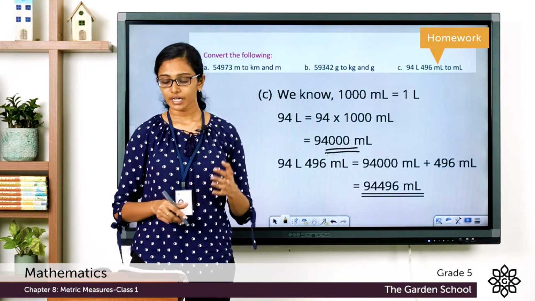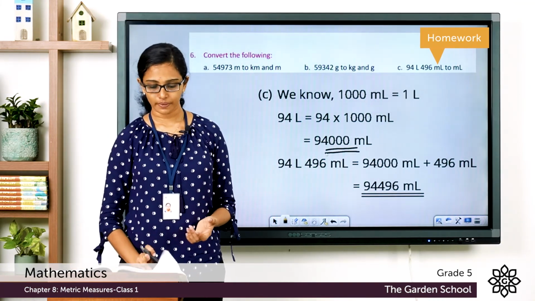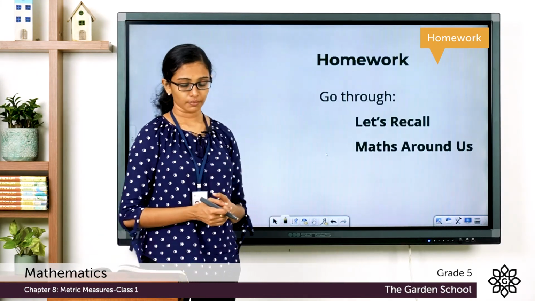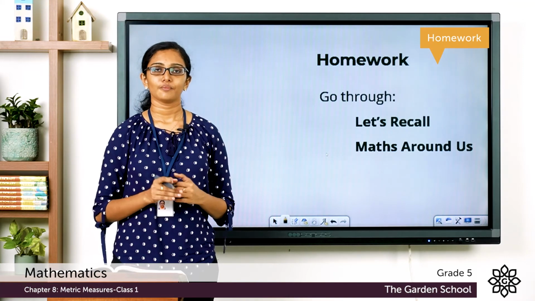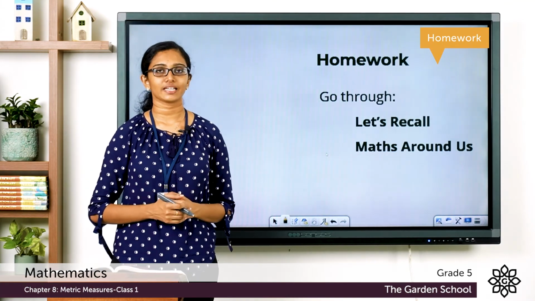Now as a homework, you have to go through the Let's Recall page, and also in page number 128 you can see a heading Maths Around Us. Please go through that as well and do accordingly.